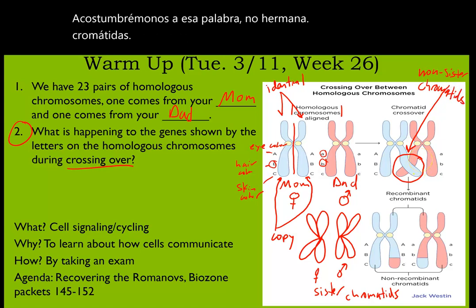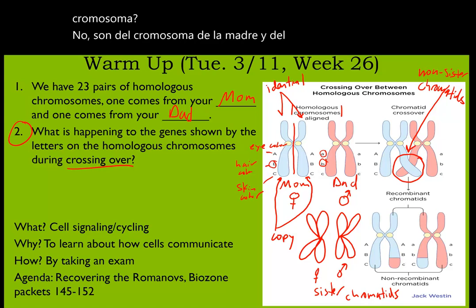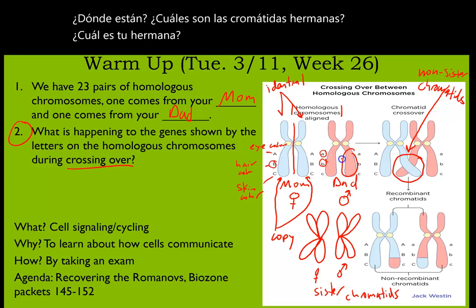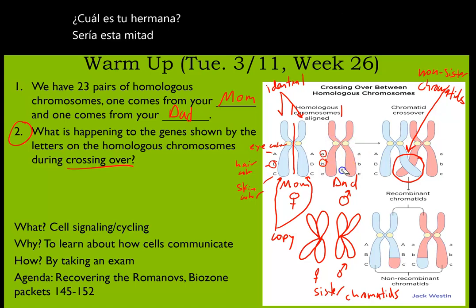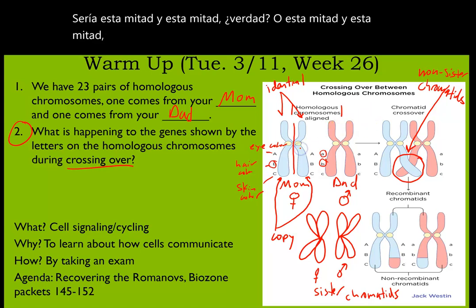So the non-sister, they're non-sister because, are they from the same chromosome? No, they're from the mom chromosome and the dad's chromosome. Which ones are sister chromatids? It would be this half and this half, right? Or this half and this half. If it touched each other, that'd be sister chromatids. But they don't cross over. It's the non-sister ones that cross over.